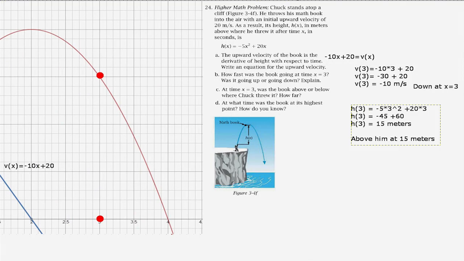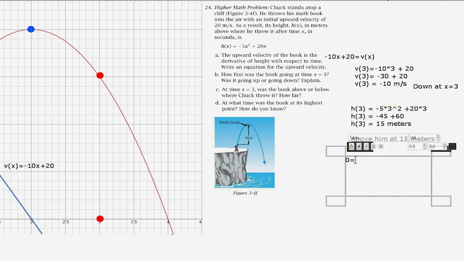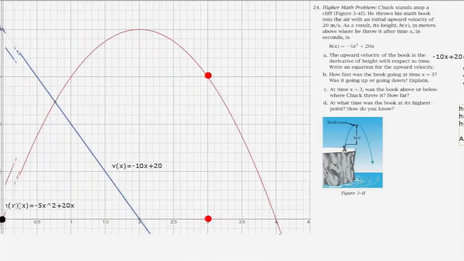Lastly is part D, which reads as, at what time was the book at its highest point and how do you know? To find the maximum point of the book's height, we can use the velocity function to find where the book's velocity equals 0. We know that this indicates the maximum height because of physical properties of things when they're being thrown. Solving for x using the velocity function yields a time of 2 seconds after the initial throw.